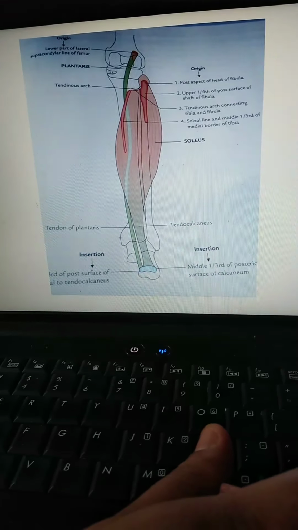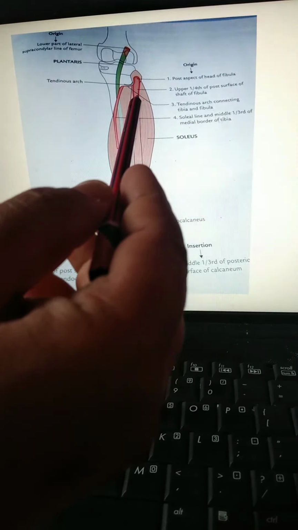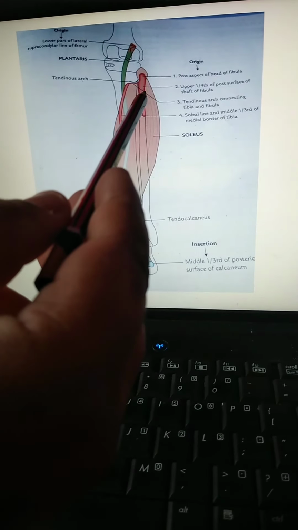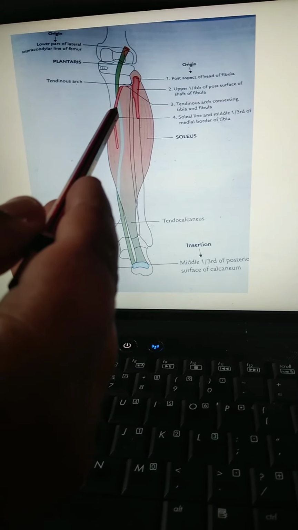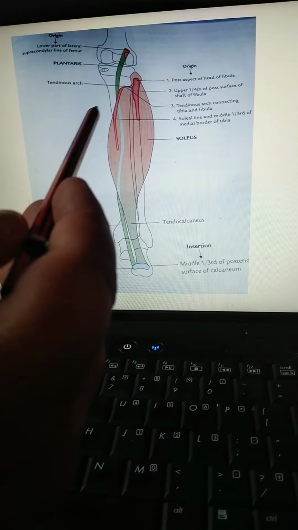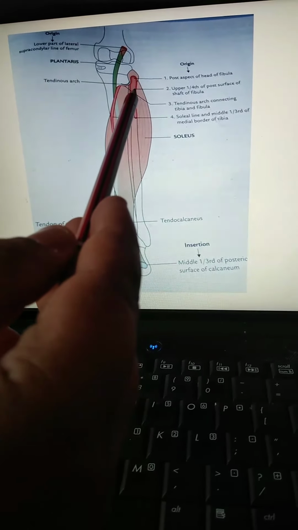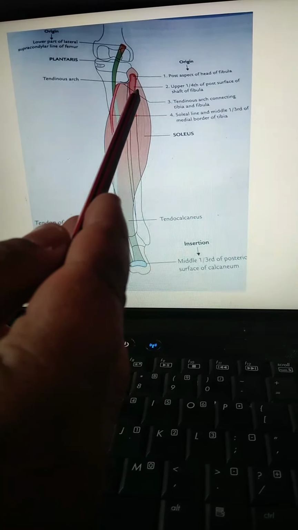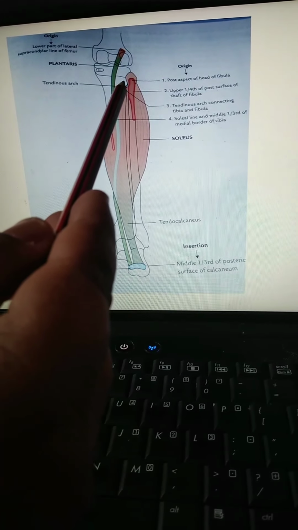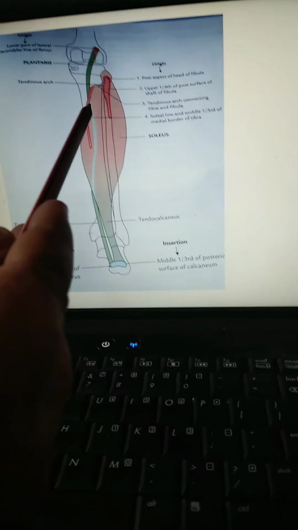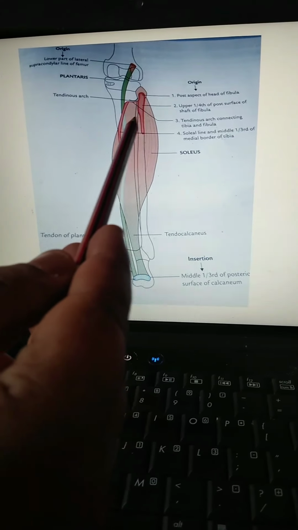Now, another muscle is the soleus. It is a multipinnate muscle lying deep to the gastrocnemius. It resembles the shape of a fish, that is why it is known as soleus. It arises from the back of the head and posterior surface of the upper 1/4 of the shaft of the fibula, and also from the soleal line and middle 1/3 of the medial border of the tibia, and also from the tendinous arch between the tibia and the fibula.